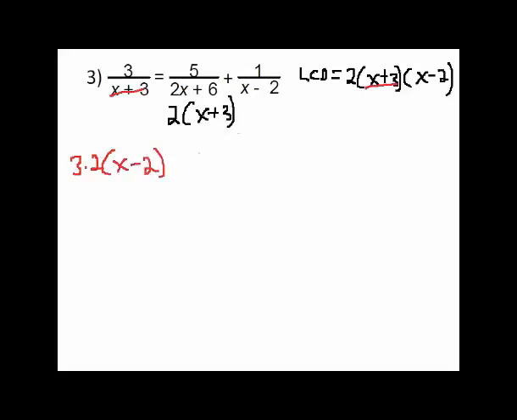Okay. Now for the middle one, the 2 times x plus 3 wipes out the 2 times x plus 3, and the only thing you got left is the x minus 2. So you've got 5, which is the numerator, times x minus 2, plus, now you got the last thing over here, and we'll use purple, I guess. The x minus 2 wipes out the x minus 2, but you still have the 2 times x plus 3. So I'll put this as 2 times x plus 3.